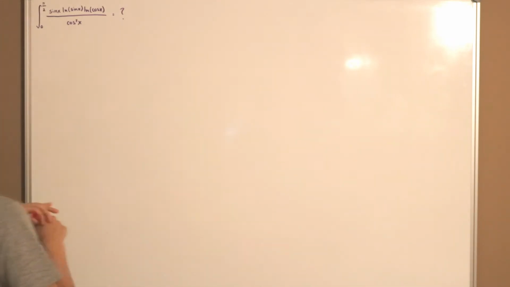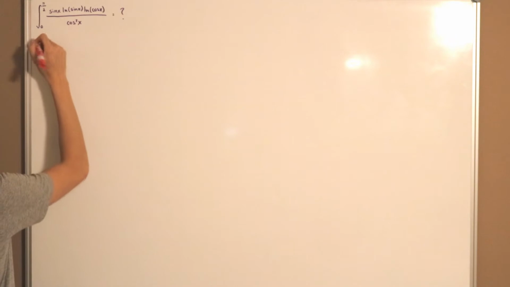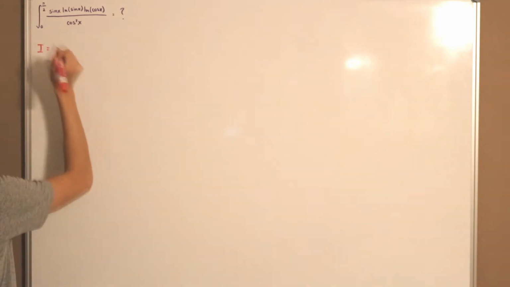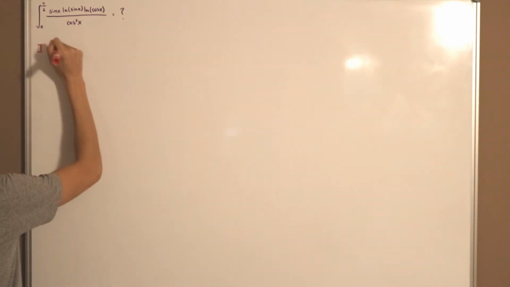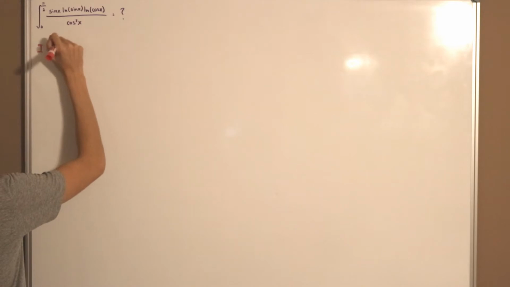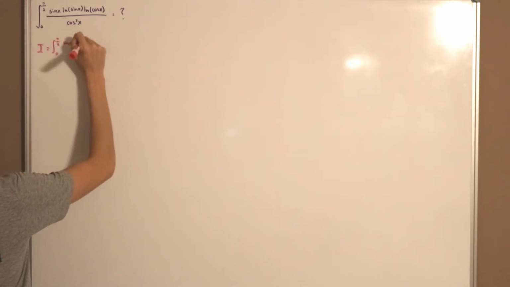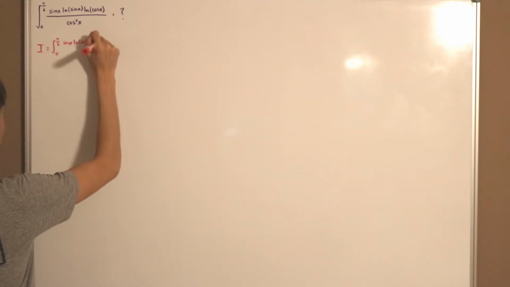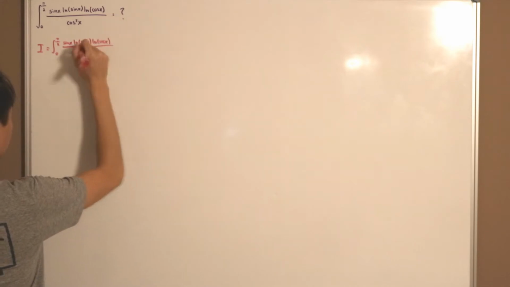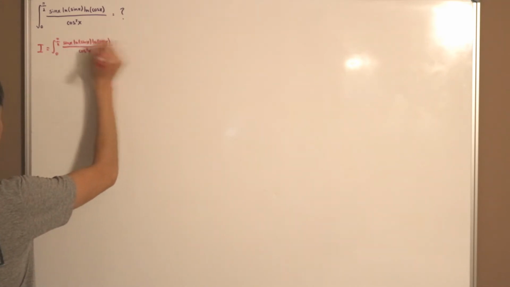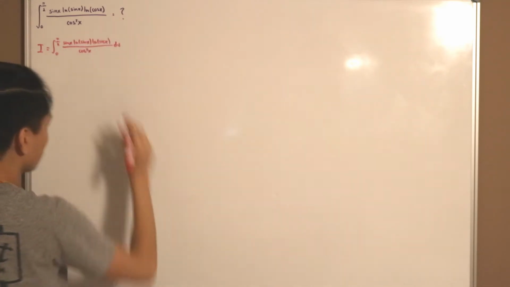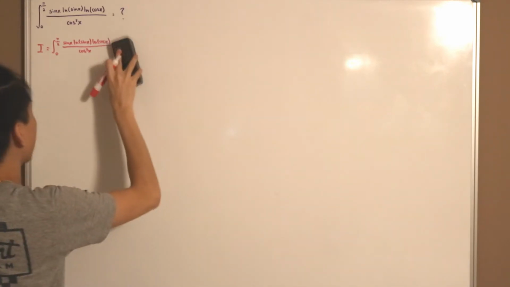So let's go. What I'm going to do first is define I to equal this same integral: the integral from 0 to pi over 2 of sine of x, natural log of sine of x, natural log of cosine of x, all divided by cosine of x squared dx.